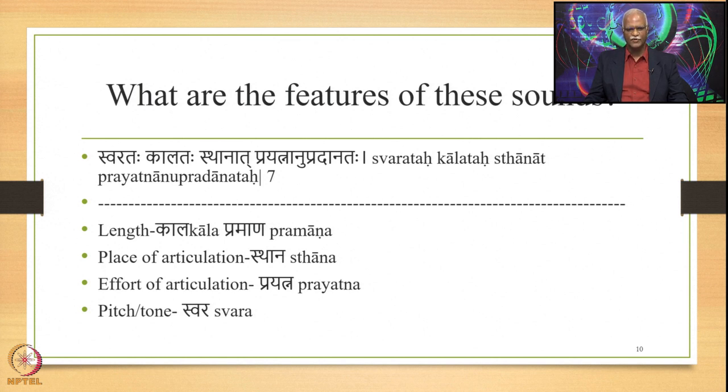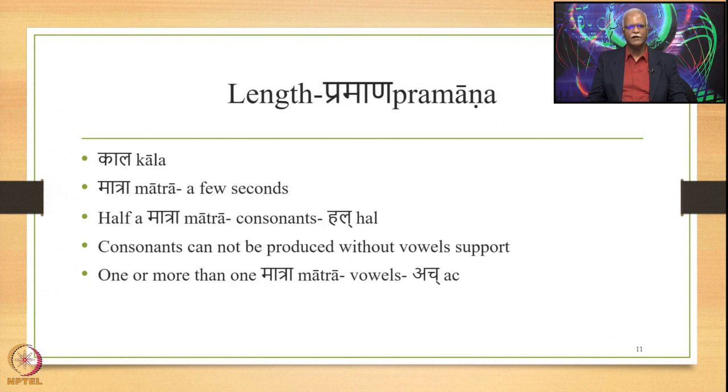It is these four which are parts of the sounds that are produced, and it is these features which distinguish one sound from the rest. Let us study them one by one. Let us first of all look at the length or the pramana, the kala required to produce a particular sound. Matra is generally regarded as the parameter describing the kala, the amount of time required to produce certain sounds. Matra can be calculated using modern technological tools, and it comes to a few seconds, a few milliseconds in addition as well.